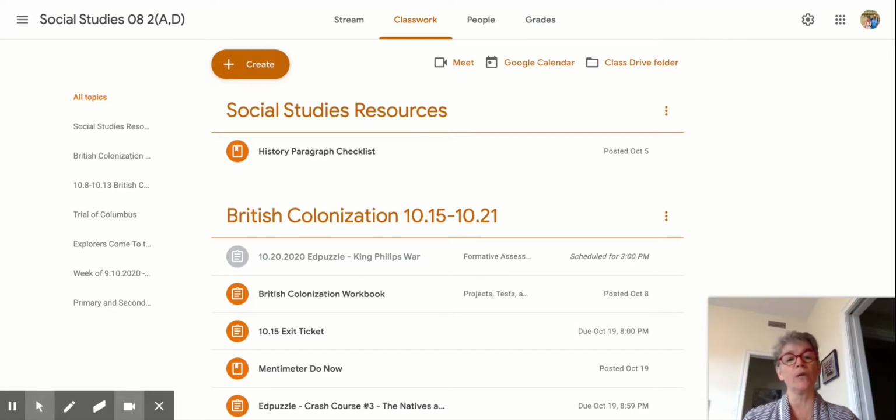I will give you the option of how you want to do it, either electronically in your workbook, or, for those of you that are creative, and we haven't done a lot with pencil and paper, you can do it on pencil and paper. If you do it on pencil and paper, you can take a picture of it and attach it to your workbook, or you can just upload the picture. After you have finished your comic strip about King Philip's War, you can spend the rest of the day working on your workbook.